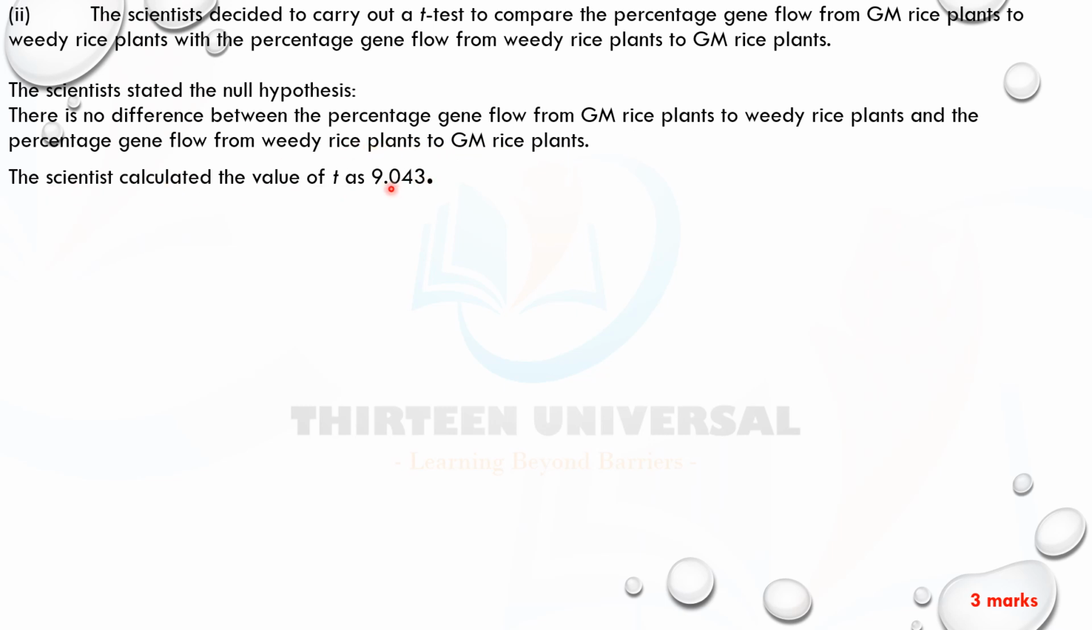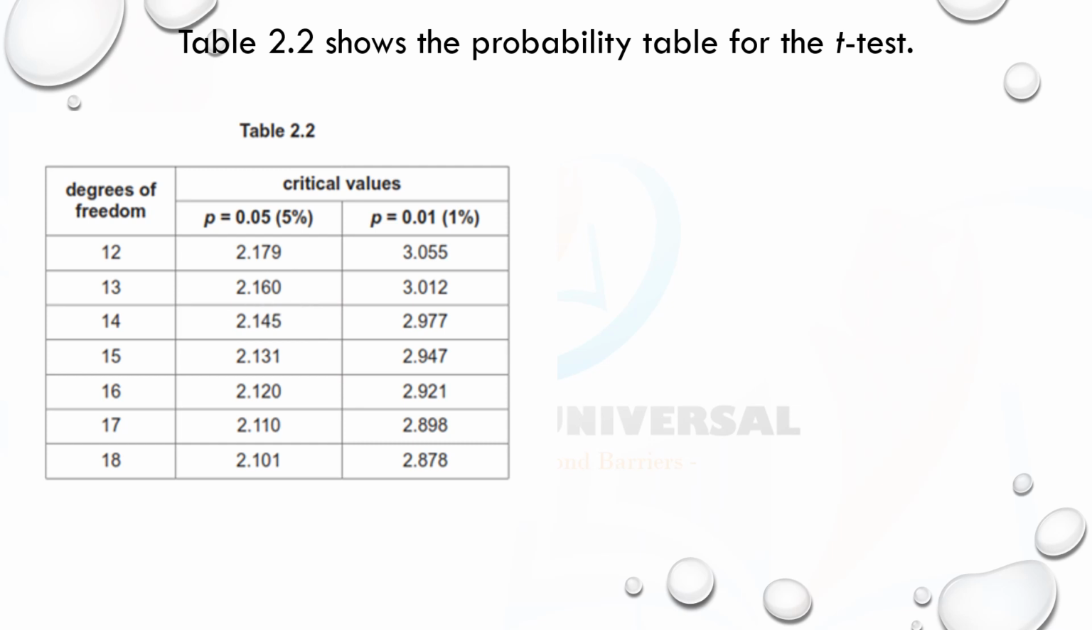Then the scientists calculated the value of t. This is the calculated value, 9.043. That's the t-cal. Then table 2.2 shows the probability table for the t-test. This is the tabulated value.